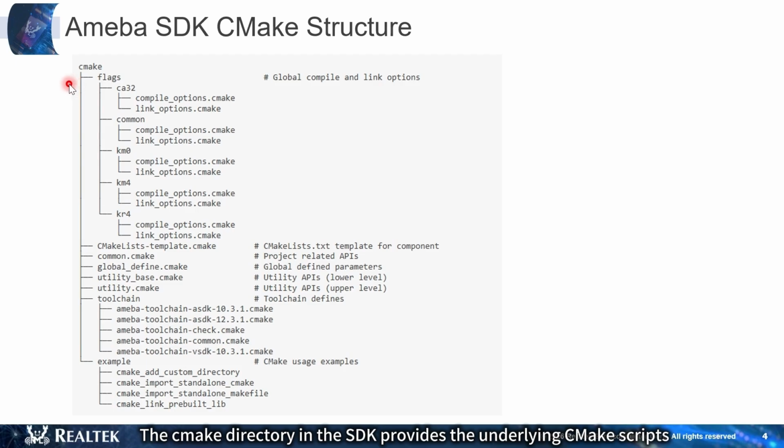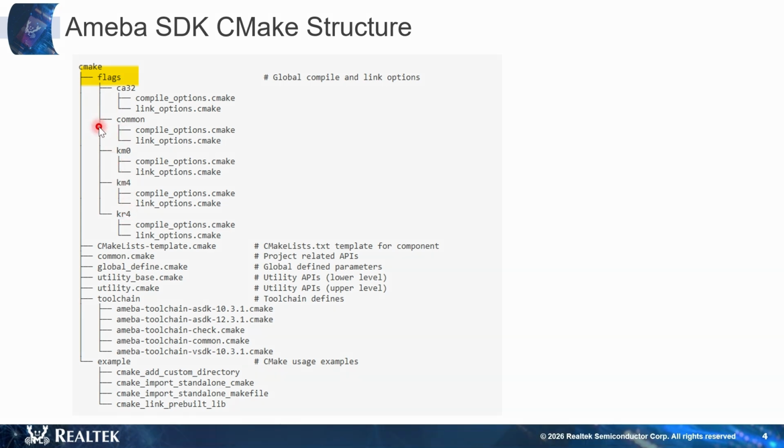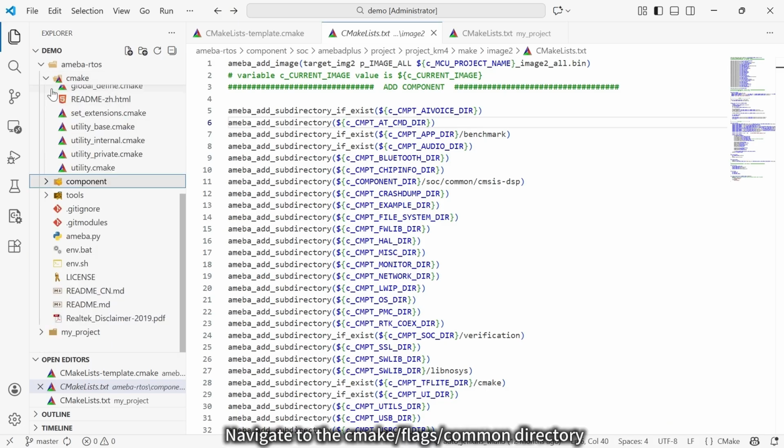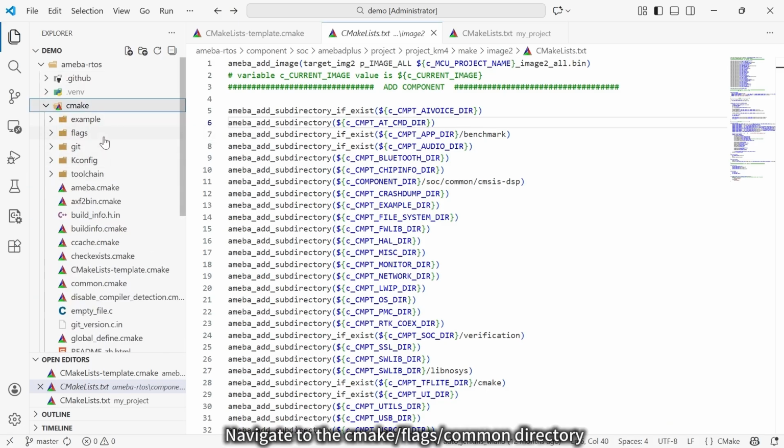The cmake directory in the SDK provides the underlying CMake scripts. Inside it, the flags directory contains global build configurations, including compile and link options. Based on their scope, the flags are divided into a common part and several MCU-specific parts. The common flags will take effect for all MCUs. Navigate to the cmake/flags/common directory.